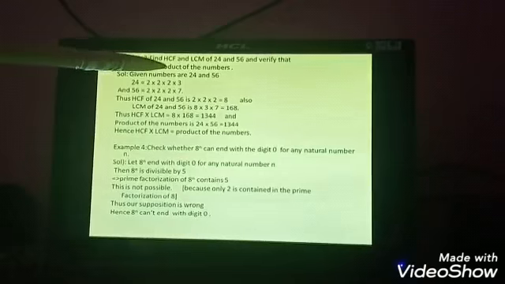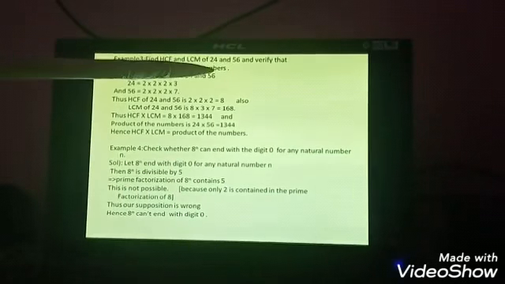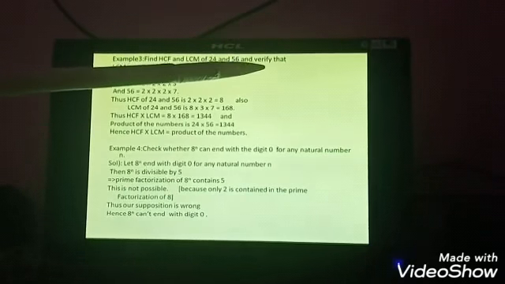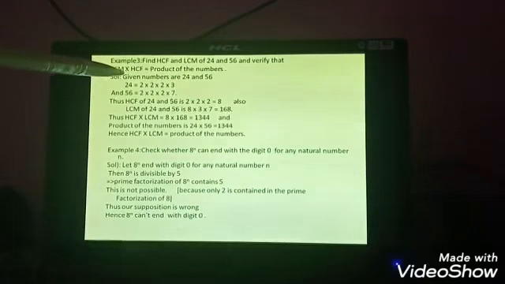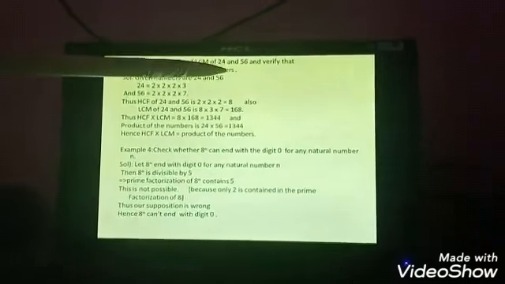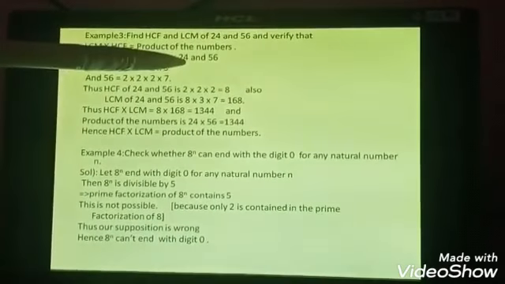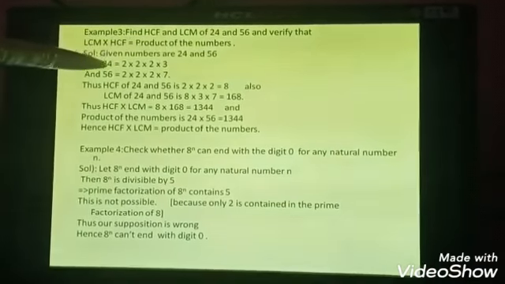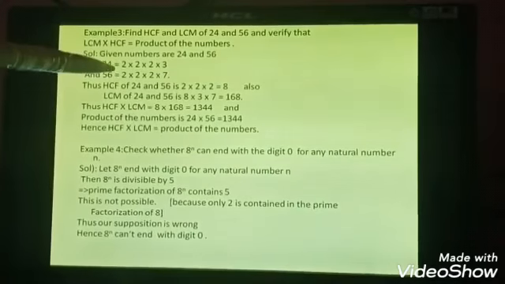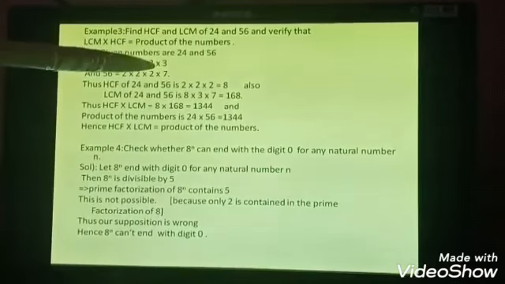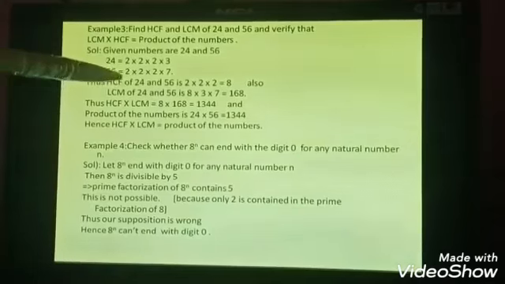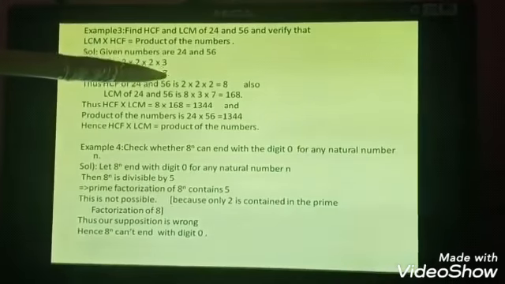Next example: find the HCF and LCM of 24 and 56 and verify that LCM × HCF is equal to the product of the numbers. Given numbers are 24 and 56. By the fundamental theorem of arithmetic, 24 is 2 × 2 × 2 × 3. 56 is equal to 2 × 2 × 2 × 7.